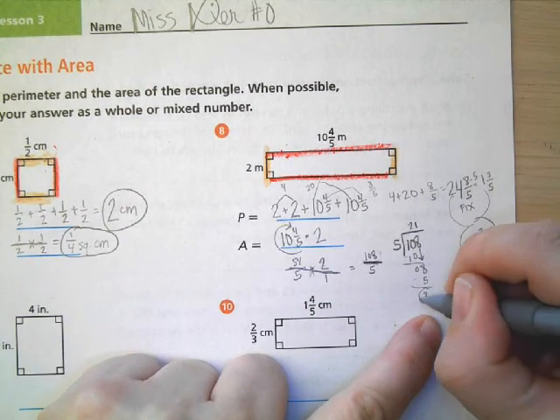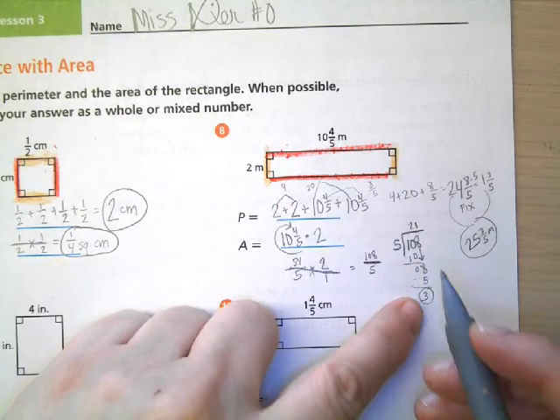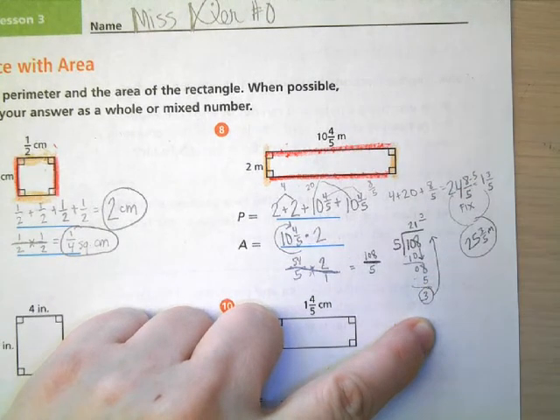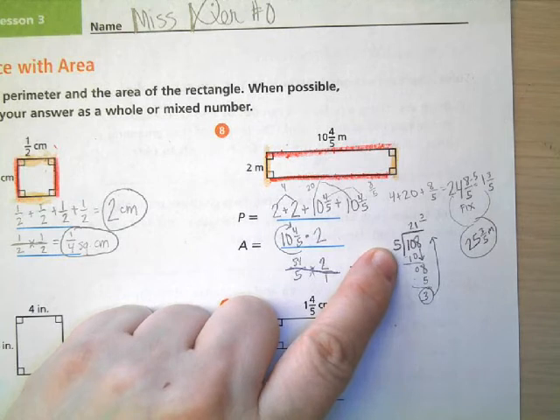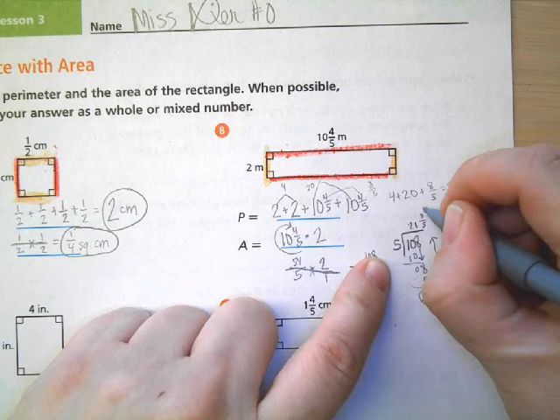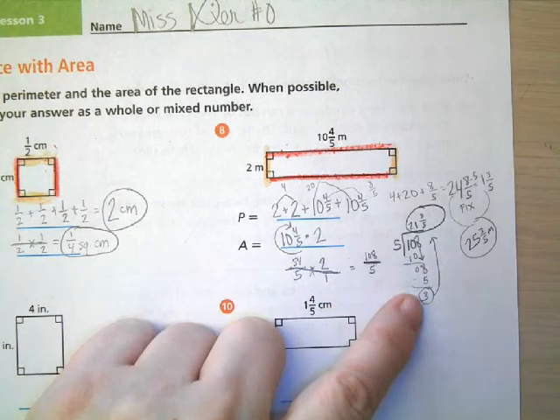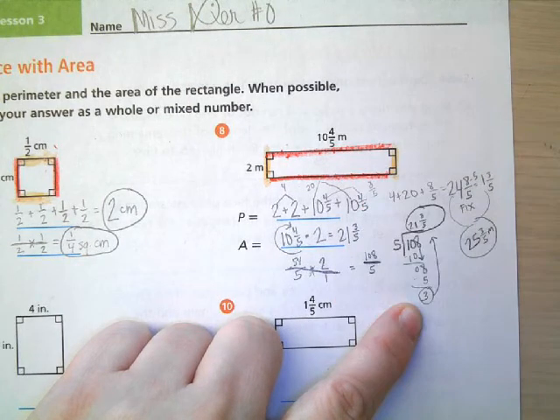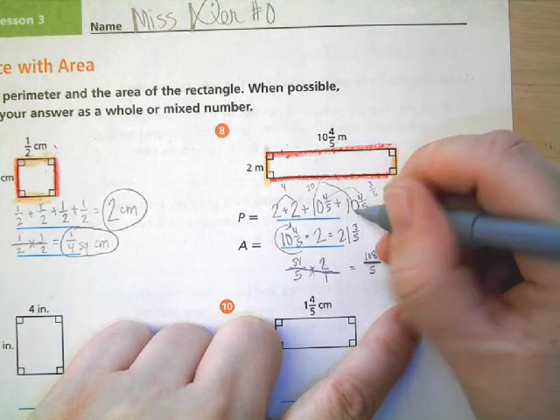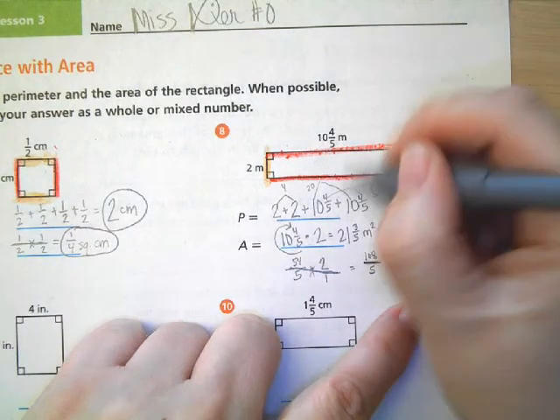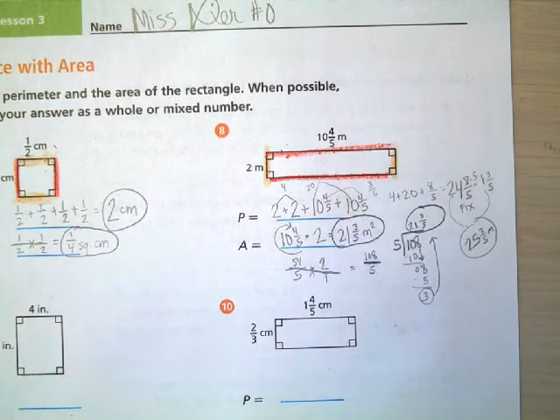I could do a decimal and drop down a 0, but they're working with fractions, so why don't I take the remainder and make it into a fraction? A 3 is on top, and what's the denominator? It's 5. So it's 21 3/5 here actually. And it's meters squared, or square meters. I'm just going to do an m with the baby 2, an exponent 2.